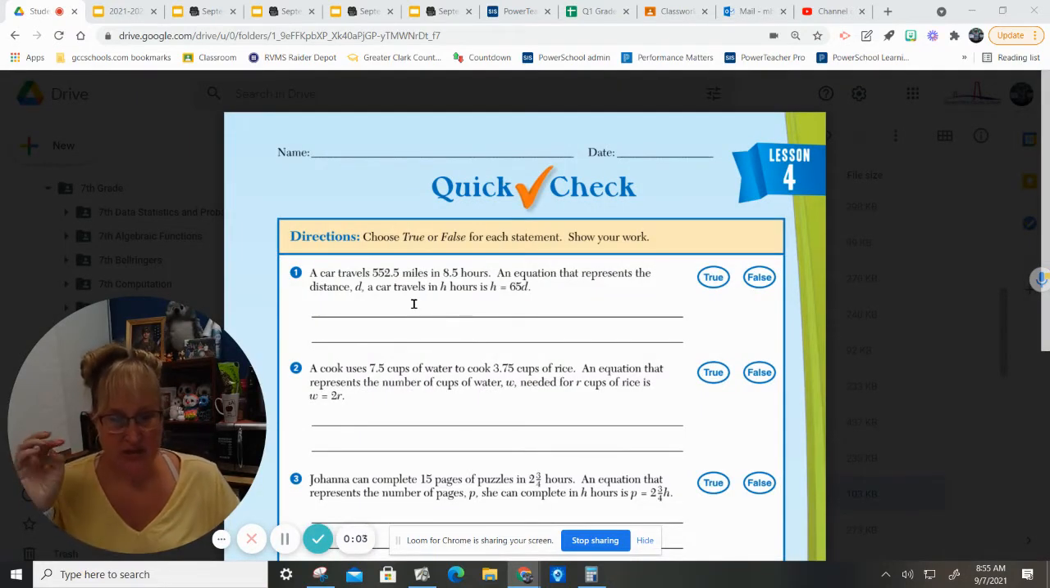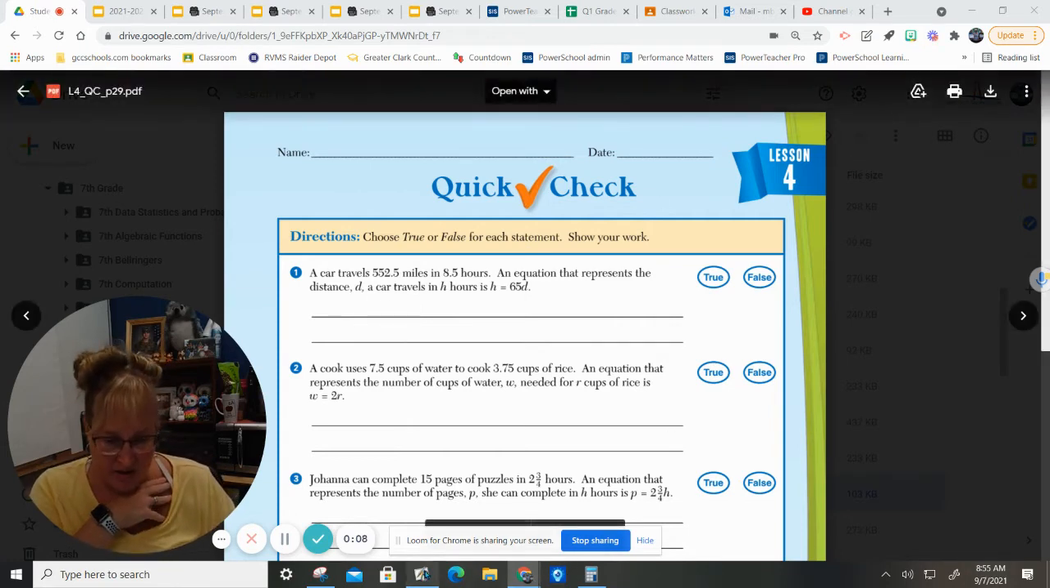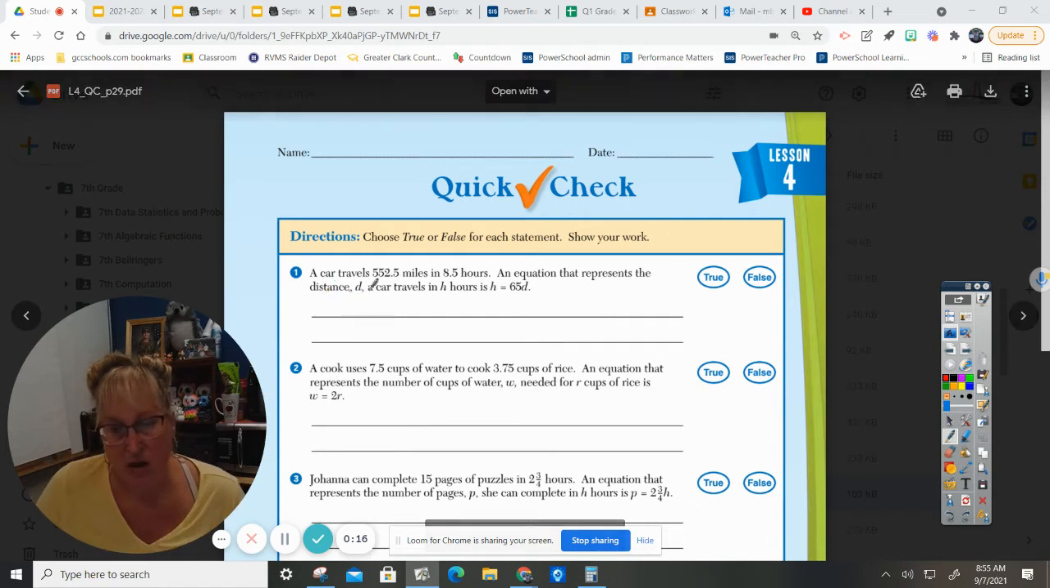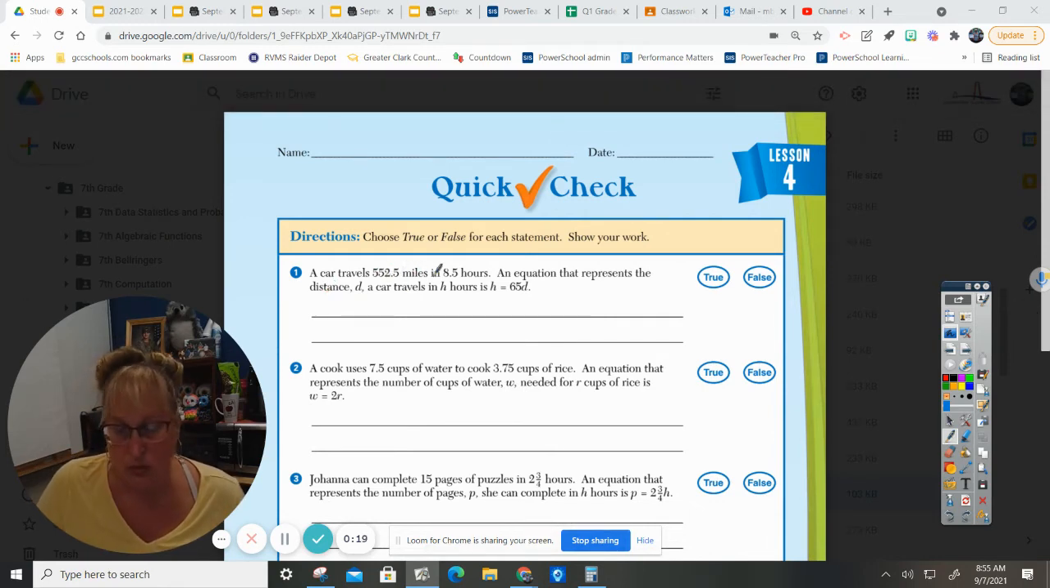Okay, so these are ones that we are trying to find out if they are true or false. So the way that I needed to think about these was by writing out what's happening. A car travels 552.5 miles in 8 5/10 hours. An equation that represents the distance d a car travels in h hours equals 65 times d. So we are figuring out miles per hour.